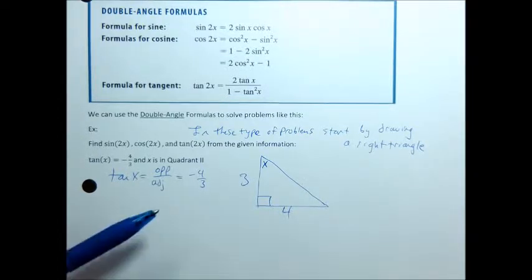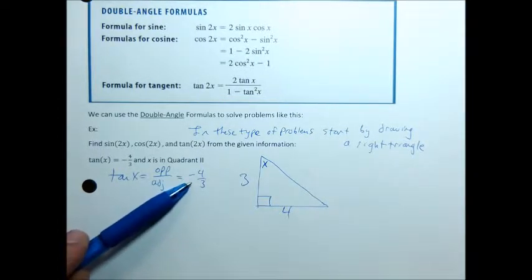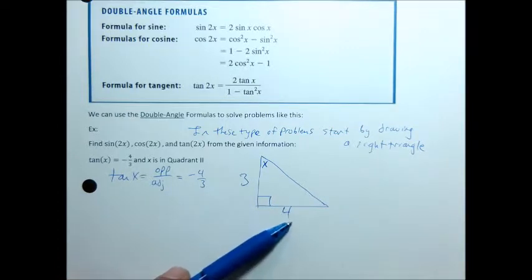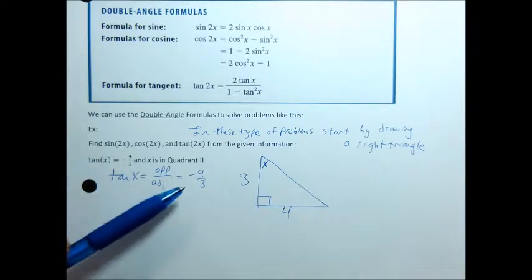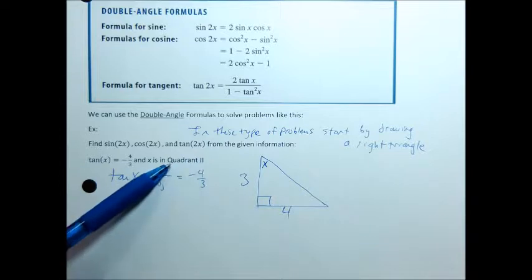And even though we have negative 4/3 here, these are side lengths, and so it doesn't make sense to have a negative side length. The negative part comes from the fact that we're in quadrant 2. And tangent's negative in quadrant 2.